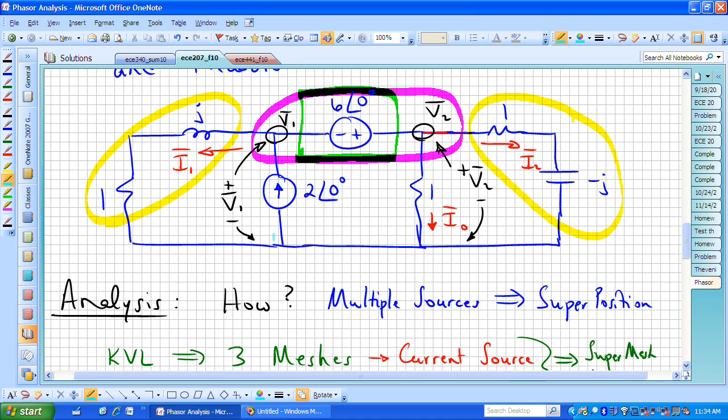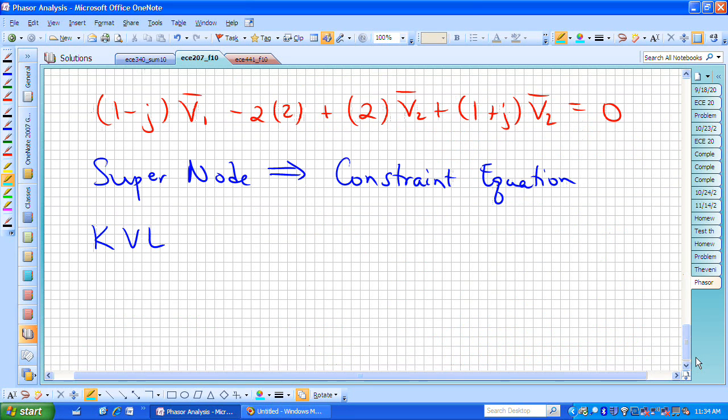Now I'm going to be coming through that drop or rise. I have a minus V1, then I'm going to go through my source, and then I'm going to come back through V2 and end up at where I started. My KVL equation now says minus V1 as a phasor minus 6 plus V2 is equal to 0. And that's my constraint equation. My KVL then says minus V1 minus 6 at 0 plus V sub 2 equals 0.